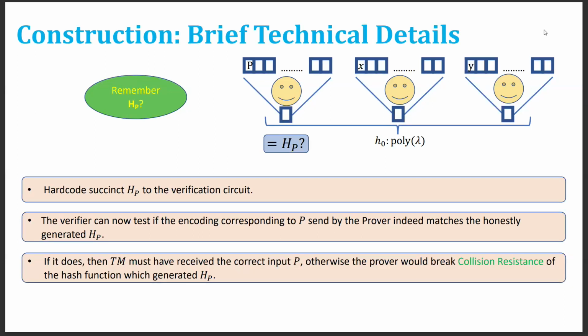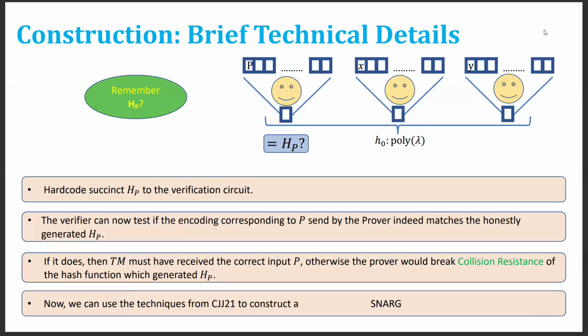And why is that the case? Let's say that some other program P prime was being used by the prover and the hash still matched. That would essentially mean that the prover succeeded in breaking the collision resistance of the hash function. So once these 3 things are matched with HP, which we can do, we are all good and we have everything set up where we can now use the previous work on snarks for P to use all of their steps to get the proof that we want.